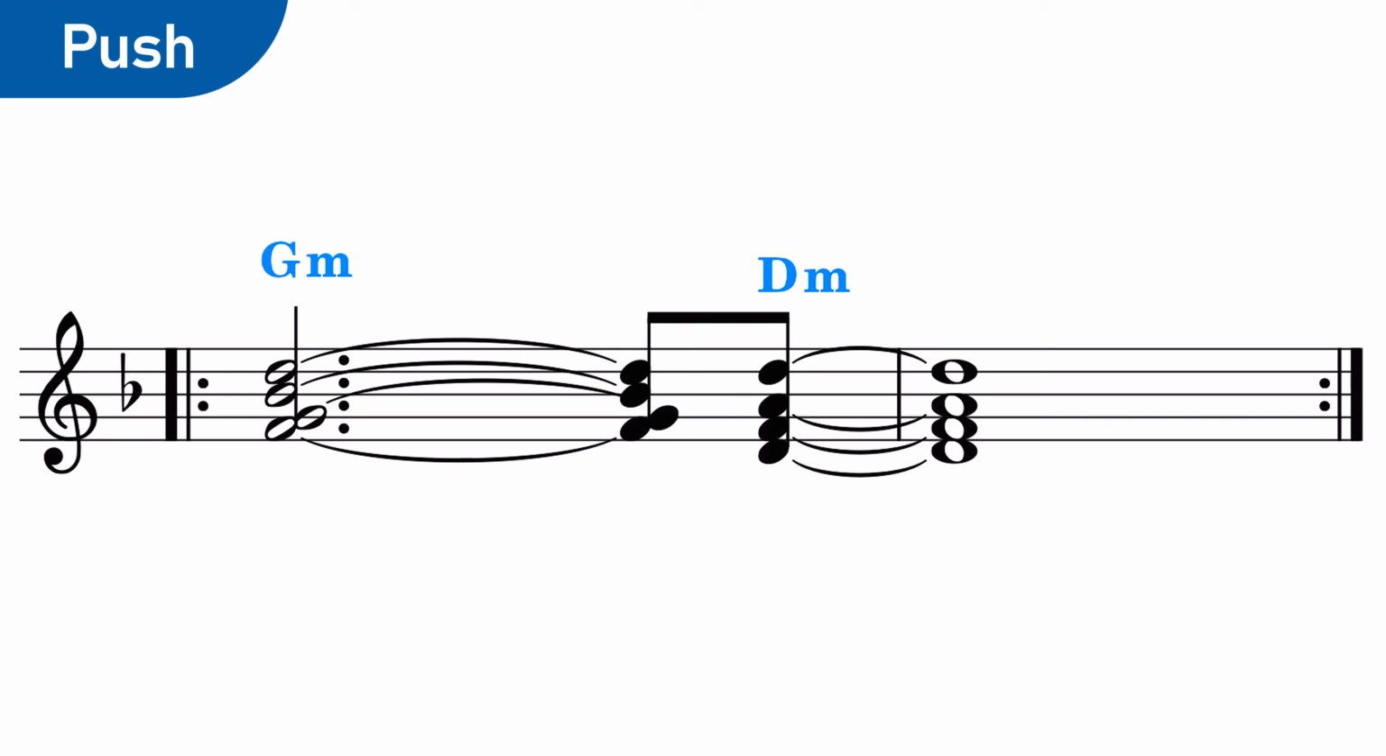A push in music, if we push the rhythm of a piece of music, is when we effectively land on the next beat of the bar earlier than we should have. So for example, if we land on this D minor chord, not on the main beat, not on the downbeat of the bar, but instead here, we have pushed that beat.